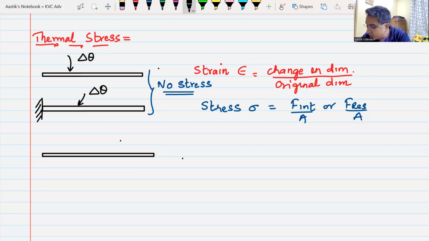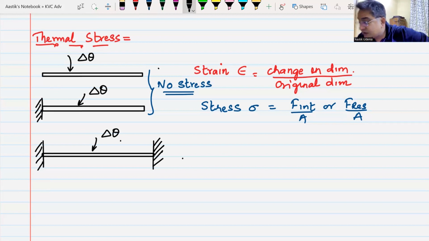But now if I do this thing, what I'm going to do, I am going to restrict it from both the ends. Now I'm restricting it from both the ends, and now I change the temperature by delta theta. Now what will happen? Now it will try to expand, but it is not allowed to expand. Now the stress will come in this rod because of the strain which is produced in this rod. Do we understand this? Yes, sir.